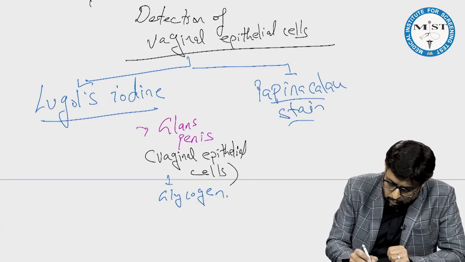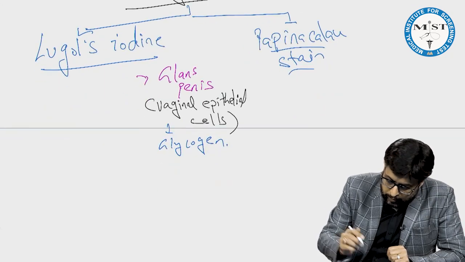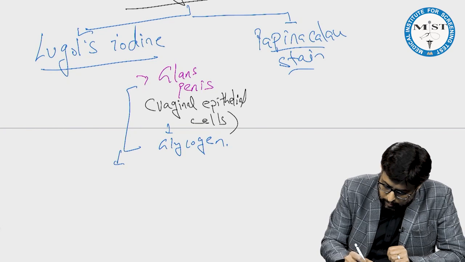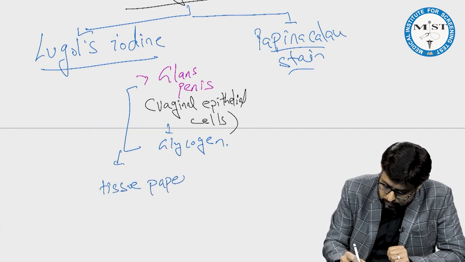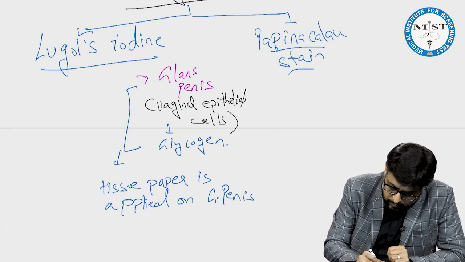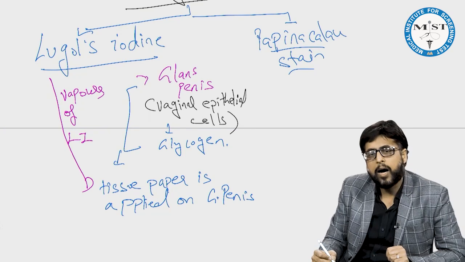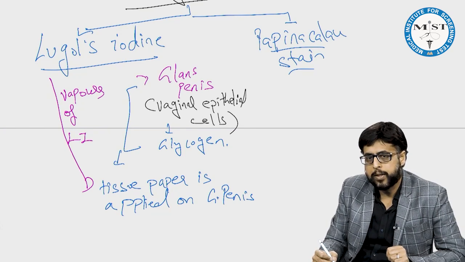The vapors. What happens is, a tissue paper is applied on the glans penis, and then the vapors of Lugol's iodine are applied to this tissue paper.